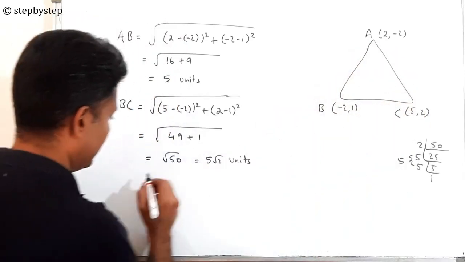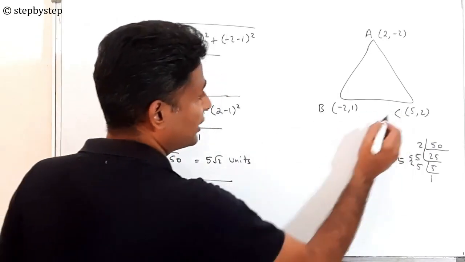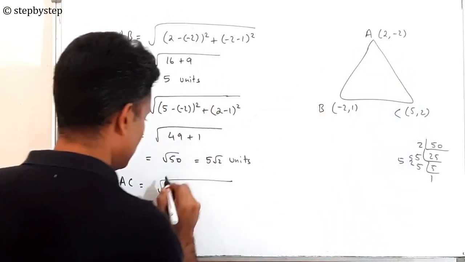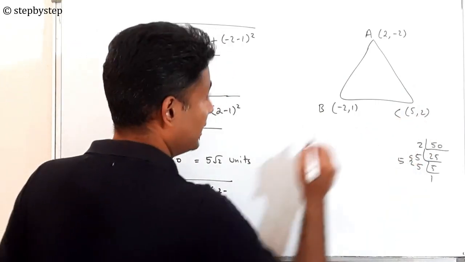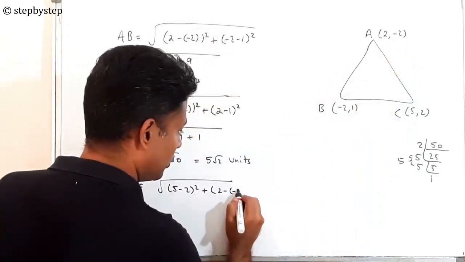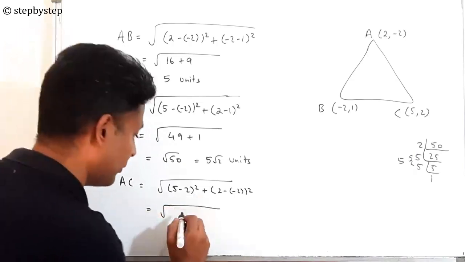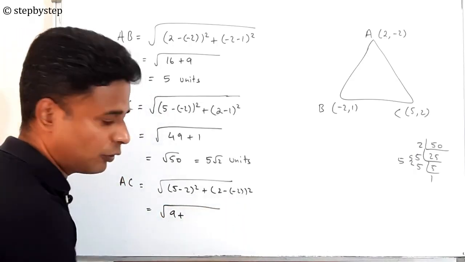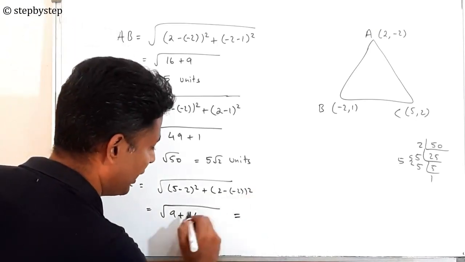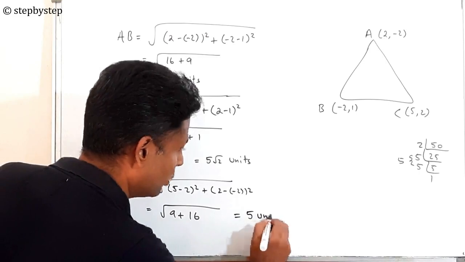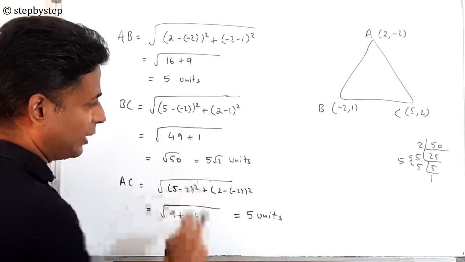Then we'll find AC. So AC equals root of (x2 minus x1), so 5 minus 2, whole square, plus (y2 minus y1), that is 2 minus of minus 2, whole square. So what do we get? 5 minus 2, 3. 3 square is 9, plus 2 minus of minus 2, 2 plus 2, 4. 4 square is 16. So we get root 25, which is nothing but 5 units. Right? Now we got this as 5 units, this as 5 units and this as 5 root 2 units.